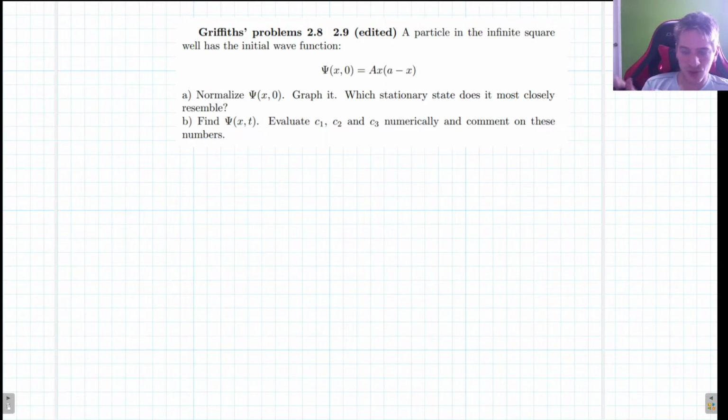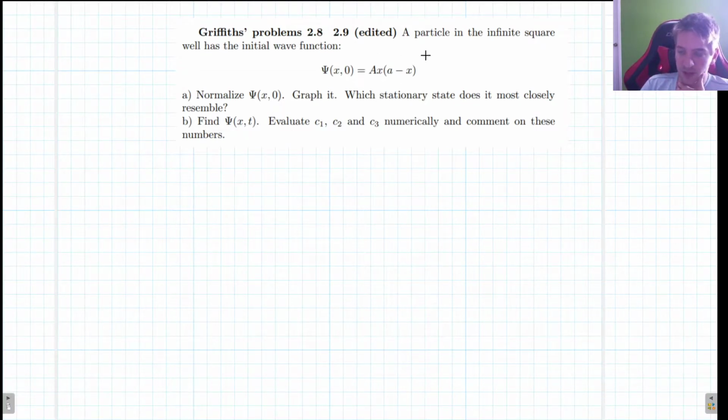What I did is I just took the parts of these questions that are about the topics that I wanted to talk about, which is basically finding this wave function given a certain initial wave function. So that's what we want to do. So I took the parts of these problems that would be interesting for this.